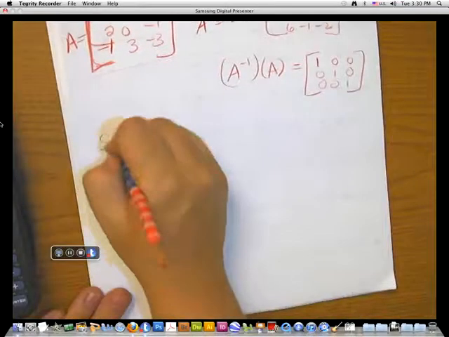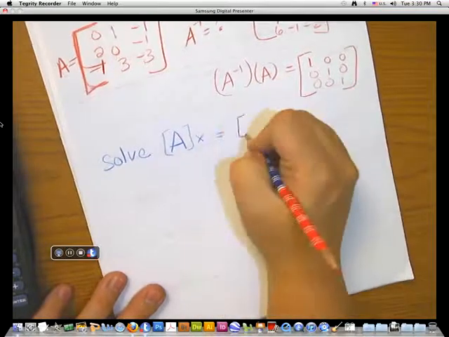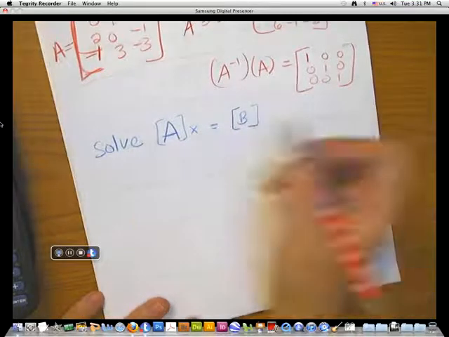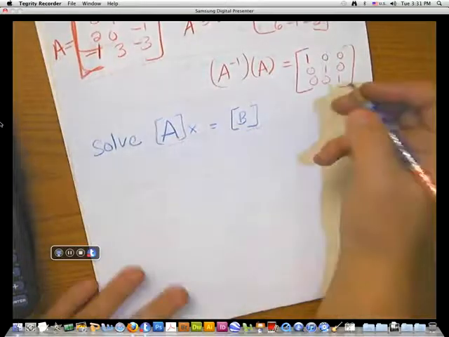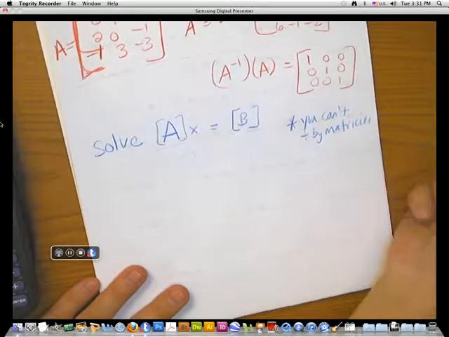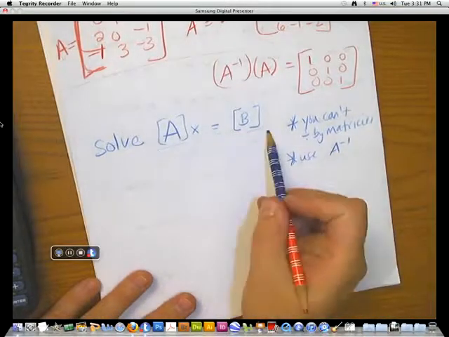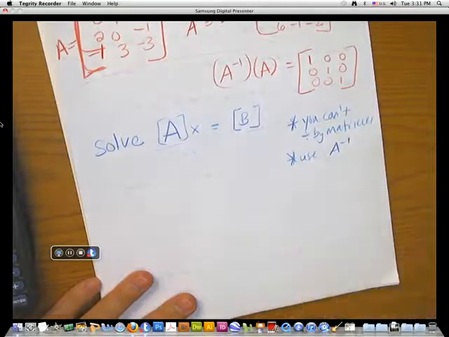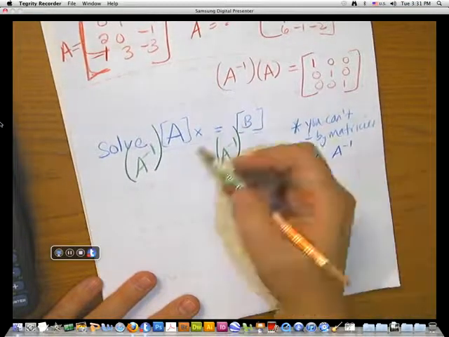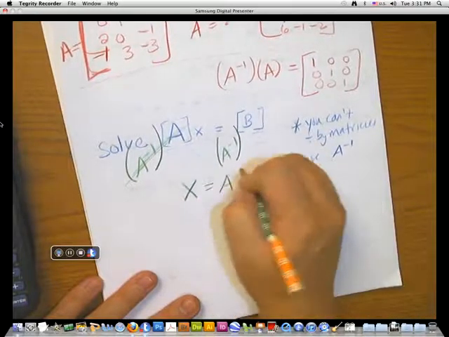All right, when you're asked to solve, for example, some matrix A times X, because X is a variable, AX equals some matrix B. Generally, you would go, oh, I divide. Well, in matrices, you can't divide. So what we use is the inverse. Instead of saying divide by A, I would multiply by the inverse, because an A and an A inverse gives me my identity, leaving just the X. And then this I get to punch in my calculator.